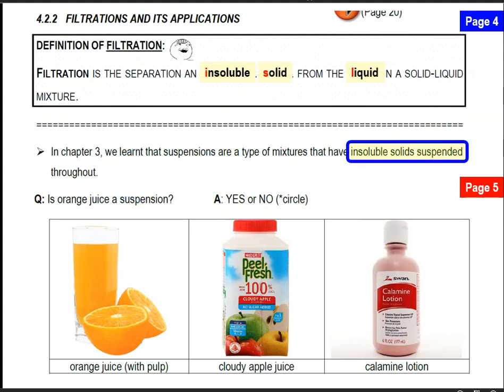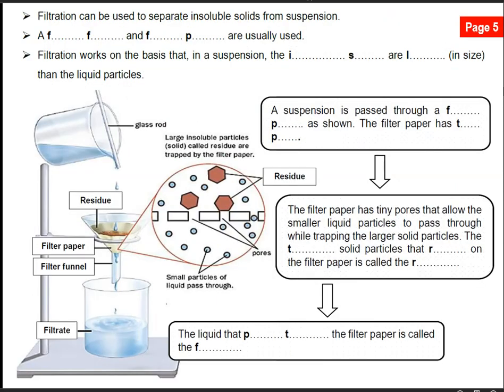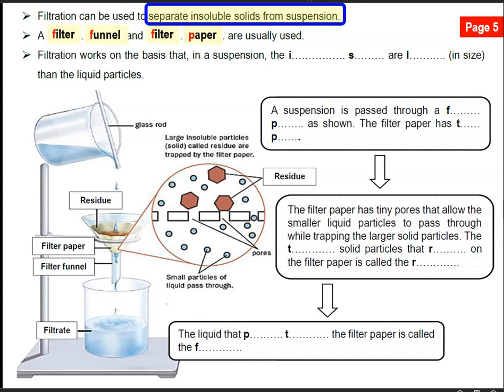All right, so let's move on. You may want to take note of this. Take your highlighter, okay, and highlight insoluble solids suspended. And yes, we already said that orange juice is a suspension. So let's go on to page 5. Filtration can be used to separate insoluble solids from suspensions. What do you need to have? You will need to have a filter funnel and a filter paper.